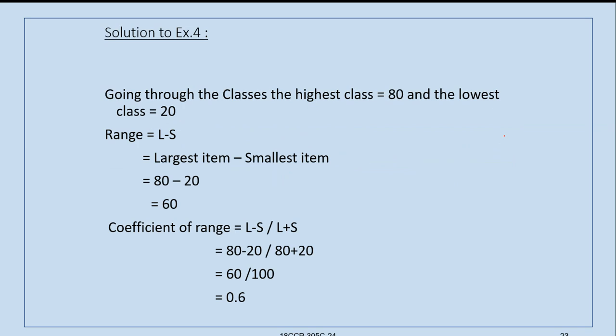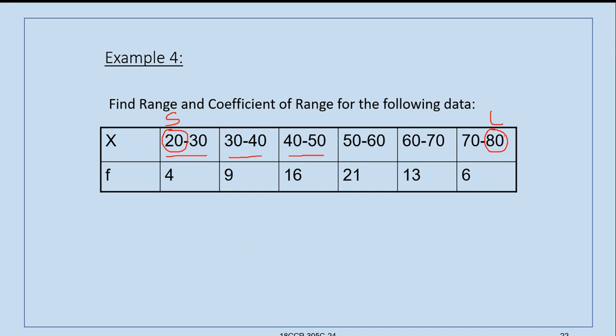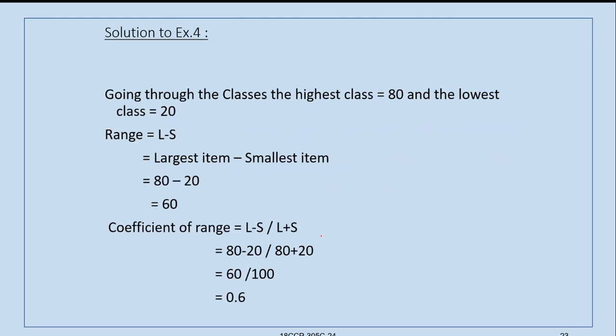We will see. Going through the classes, the highest class is 80 and the lowest class is 20. So we have marked that 80 and 20. So L minus S is 80 minus 20, which is 60, and coefficient of range is L minus S by L plus S, that is 0.6.